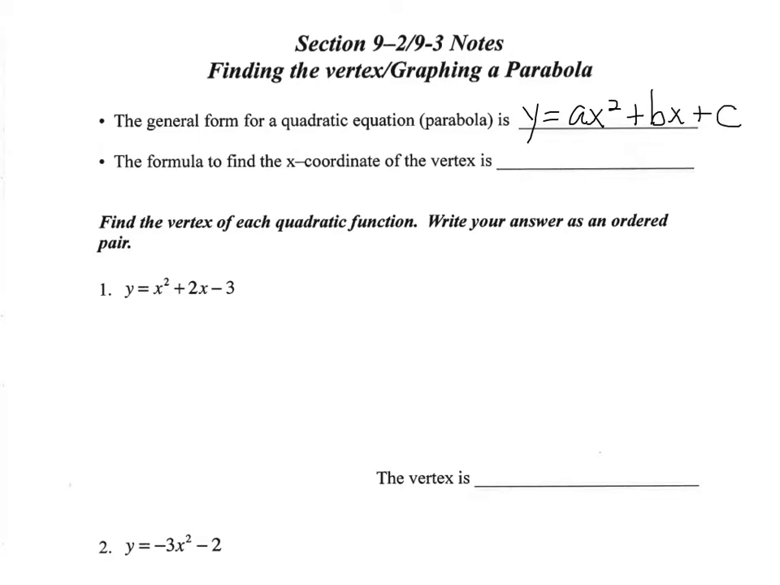And again, please make sure you're filling out these notes as this video is going. We need a formula. The formula for the x-coordinate of the vertex. So just remember, it's the x-coordinate of the vertex. x is going to be equal to negative b divided by 2 times a.